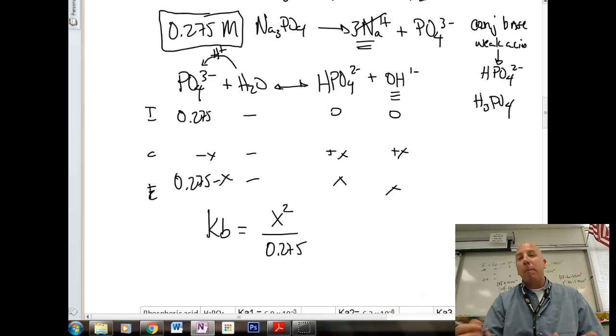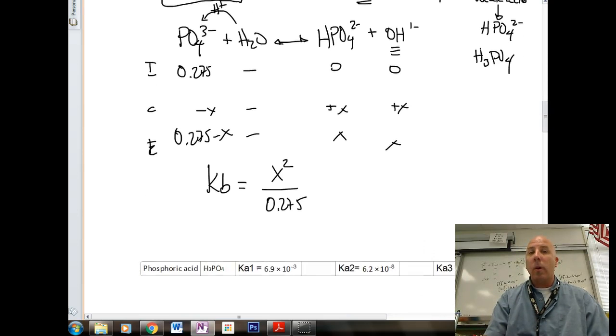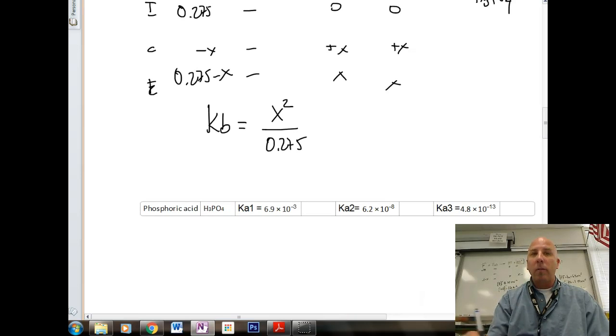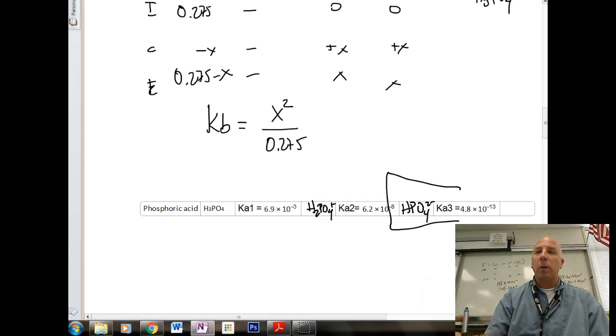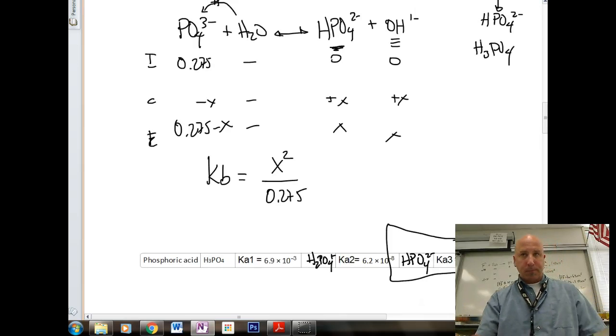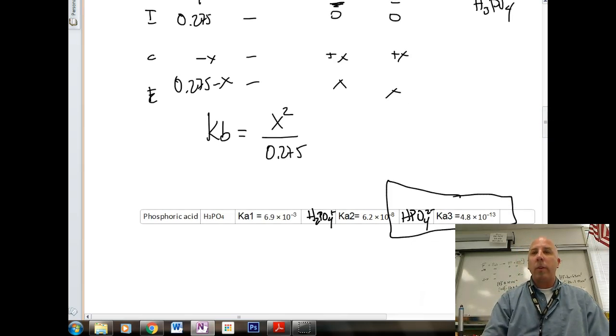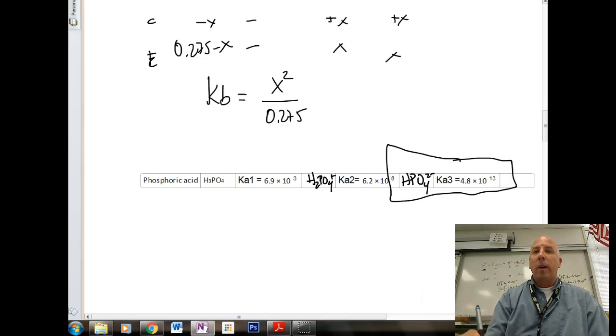So what we need is Kb, because it was not given in this problem. And they usually don't give us Kb in these problems, but they do give us Ka. So down here we have three Ka values. We have the Ka value for H3PO4, we have the Ka value for H2PO4 1 minus, and we have the Ka for HPO4 2 minus. So this is the one we're going to use in this reaction, because that's what we're dealing with here. So we are going to use this Ka, but we need to convert it to Kb first.